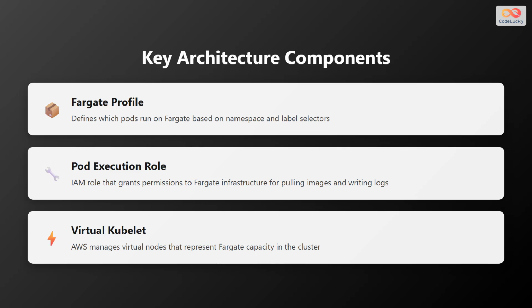Third, the Virtual Kubelet. Behind the scenes, AWS manages virtual nodes that represent Fargate capacity in your cluster. These virtual nodes integrate seamlessly with Kubernetes, appearing as regular nodes in your cluster, but they're fully managed by Amazon.